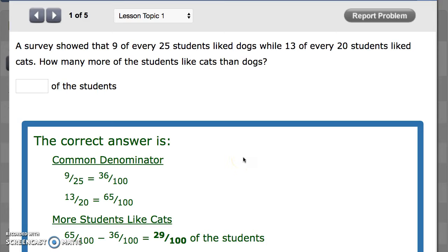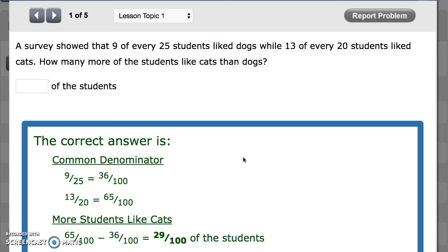This is all about subtracting numbers, fractions with unlike denominators in word problems. So let's do this one together first, and then I'll give you a couple more to show that you understand it. So this question is a survey showed that 9 of every 25 students like dogs, while 13 of every 20 students like cats. How many more of the students like cats than dogs?